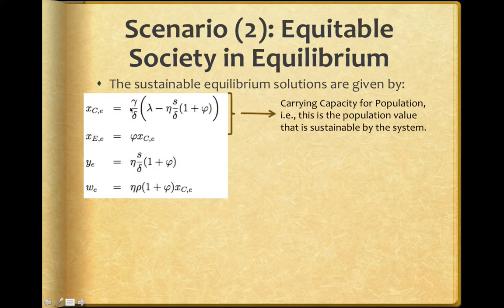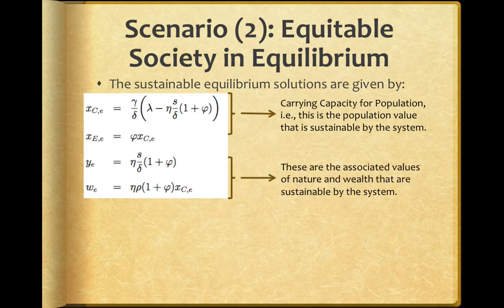If you add these 2, then you get the carrying capacity for population, and this is the total population value, commoners and elites, that is sustainable by the system. Okay, and then in turn these other 2 will give you the associated values of nature and wealth that are sustainable by this system.